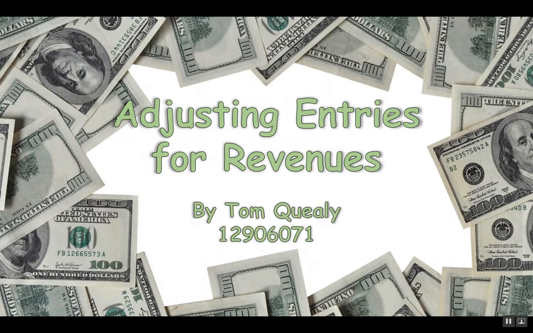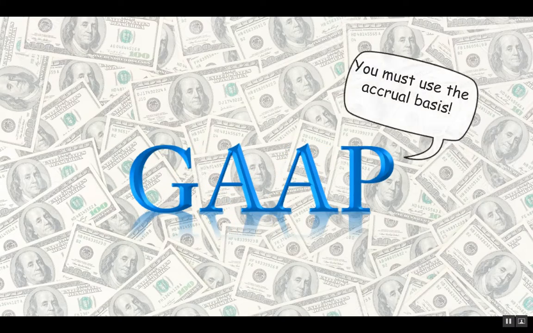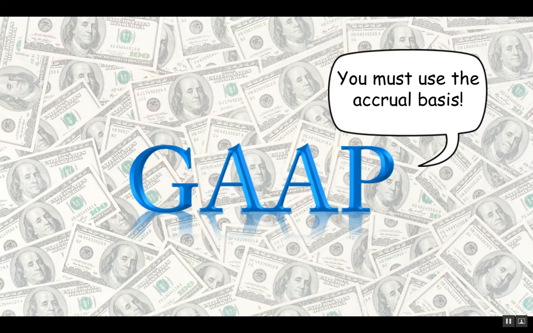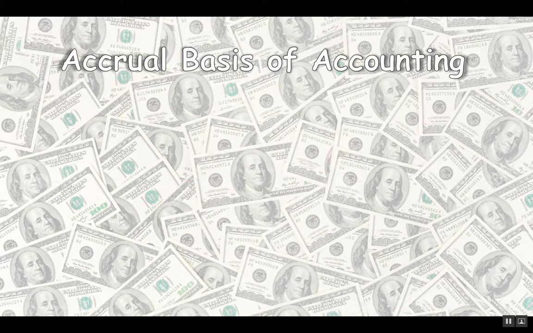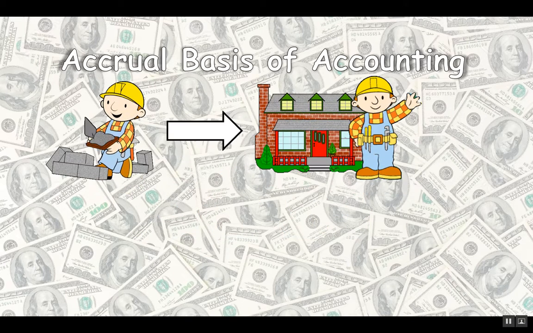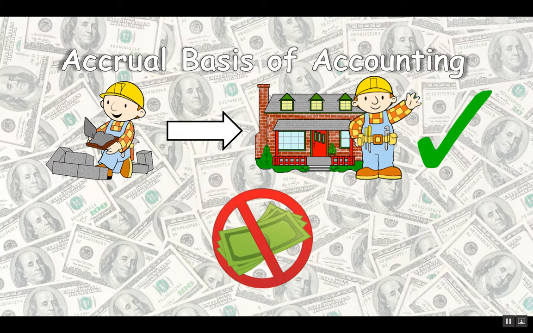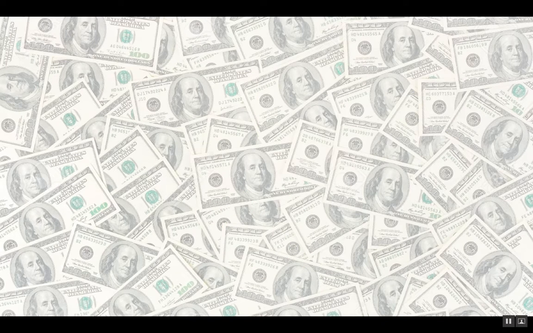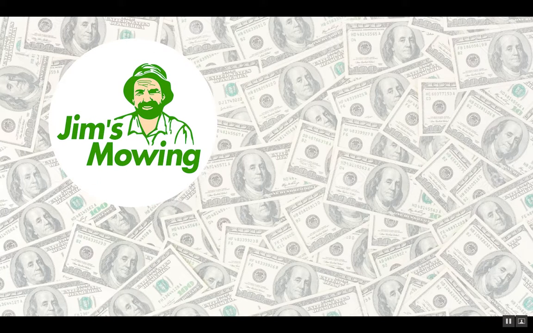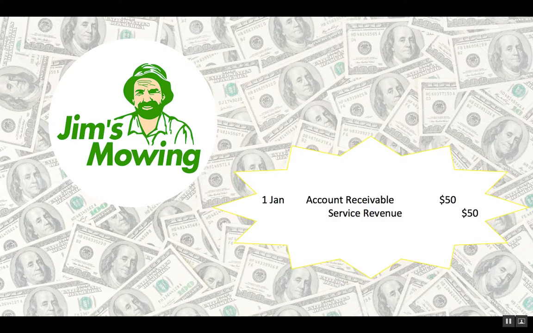Adjusting entries for revenues. When recording journal entries, the generally accepted accounting principles require accountants to use the accrual basis of accounting over the cash basis. This involves recording revenues and expenses as they actually occur instead of when the cash transaction happens. For example, under the accrual basis, a lawn mowing business would record a revenue in the general journal when a client's lawn is mowed, regardless of when cash payment is received from that client for that service.